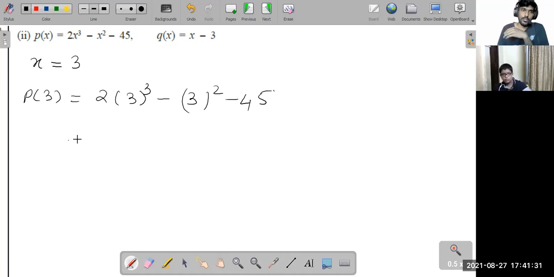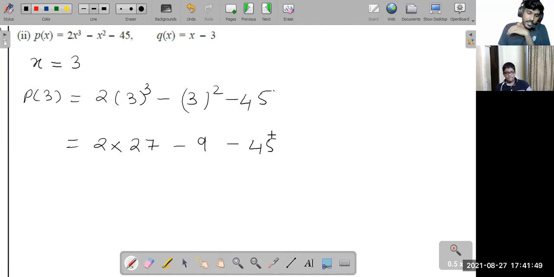Okay. Yes, sir. So here it will be 2 into 3 cube. How much is 3 cube? 27. Minus 3 square, 9, minus 45. 27 multiplied by 2 is 54. Correct? Minus 9 minus 45. How much is 54 minus 9?